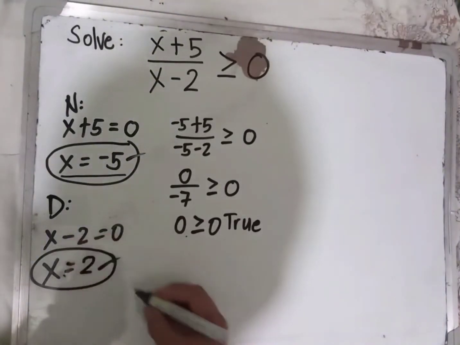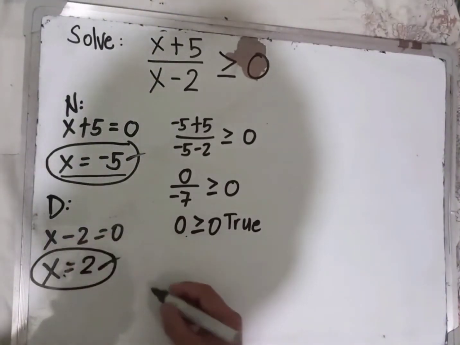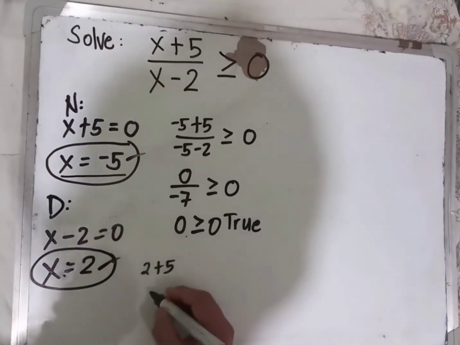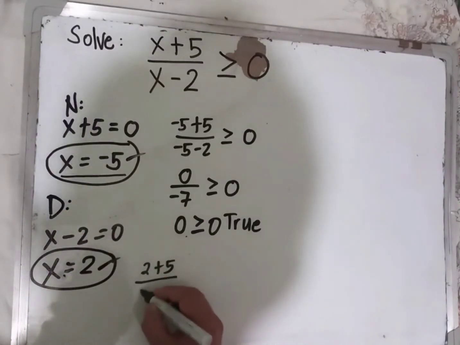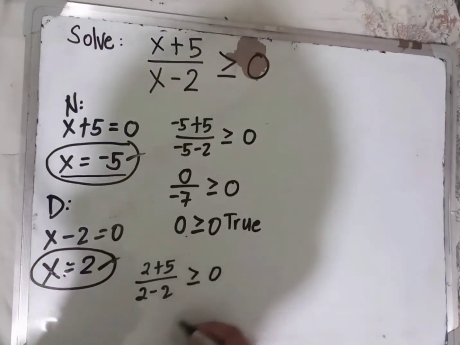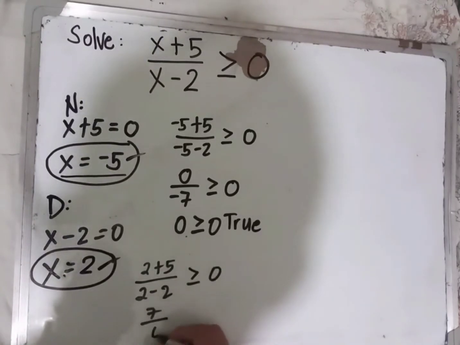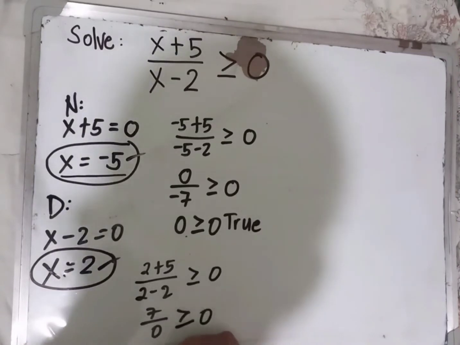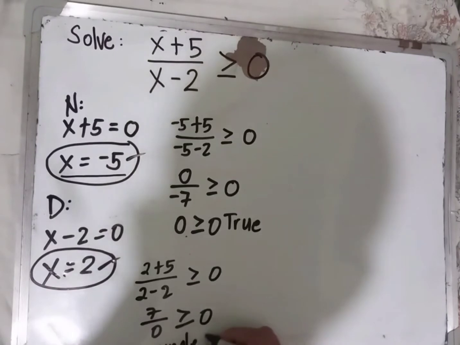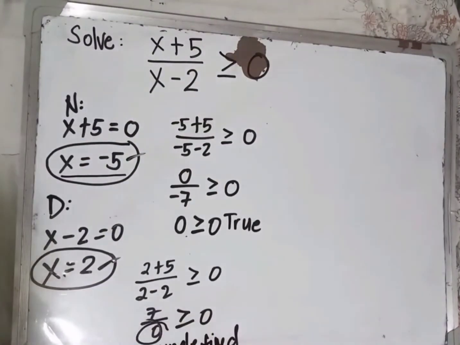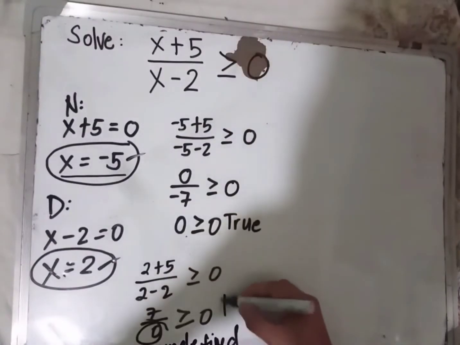How about negative 2, or positive 2 rather? So, positive 2 plus 5 over positive 2 minus 2 greater than or equal to 0. So, that is 7 over 0 greater than or equal to 0. So, that is undefined. Kasi, yung denominator natin is 0. So, automatically that is undefined. So, that is false.